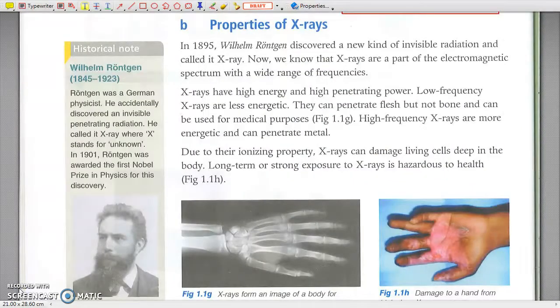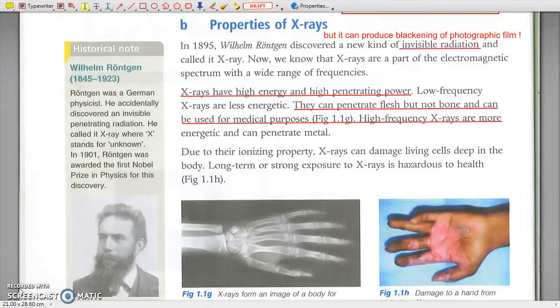B. Properties of X-rays. X-ray was discovered in 1895 as an invisible radiation that can produce blackening of photographic film. Low-energy X-rays can penetrate flesh, but not bone, and are used for medical purposes. High-energy X-rays can penetrate metal. Long-term or strong exposure to X-rays is hazardous to health.